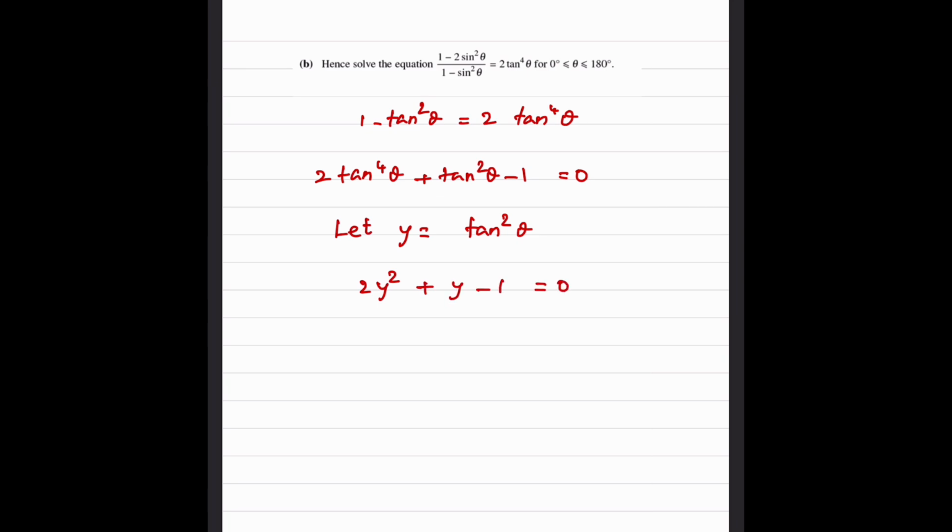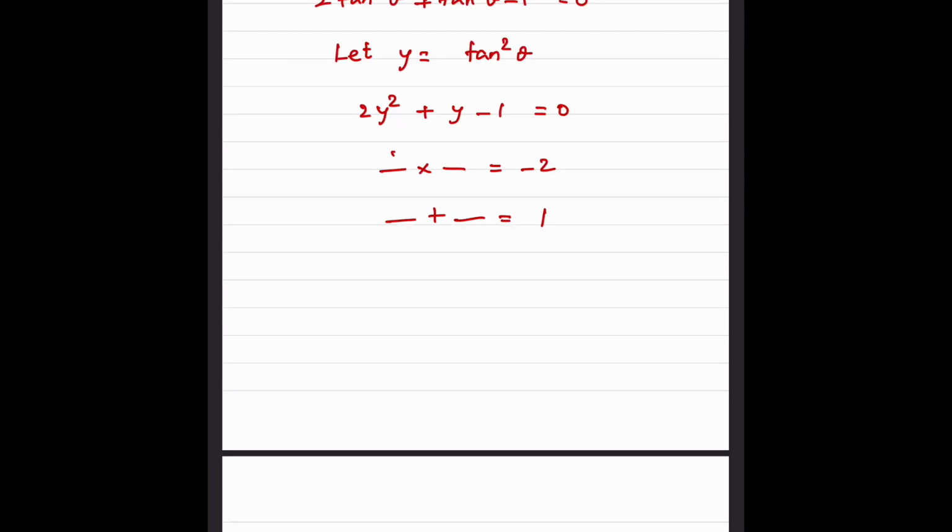So we will factorize this quadratic equation. When you multiply two numbers, you should get the value of 2 times minus 1, which is minus 2. When you add the same two numbers, you should get the value of the coefficient of y, which is 1. 2 and minus 1 will work out. So we can write the factors as (y plus 2)(y minus 1) equals 0.